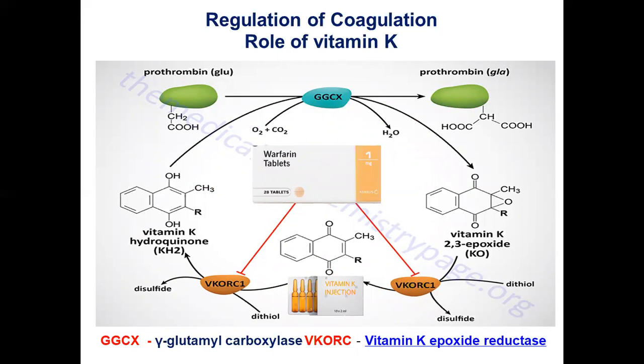Vitamin K is an essential factor for hepatic gamma-glutamyl carboxylase, which adds a carboxyl group to glutamic acid residues on coagulation factors 2, 7, 9, and 10. Vitamin K epoxide reductase reduces vitamin K back to its active form. This enzyme is a pharmacologically important target for vitamin K antagonists such as warfarin.